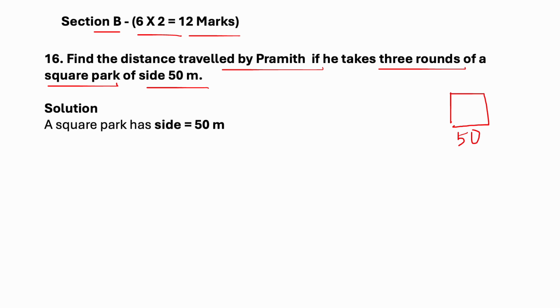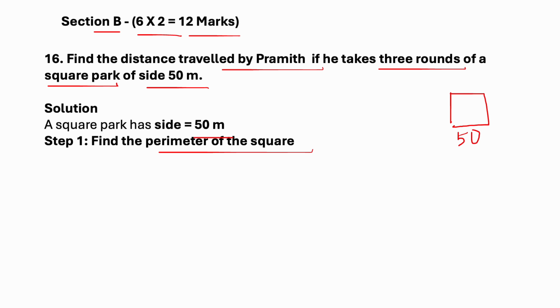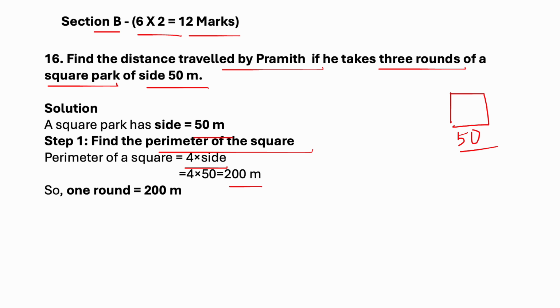We will see the solution. See, square park has side 50 meter. Then, first we have to find the perimeter of the square. How do you find the perimeter of a square? Perimeter of a square is equal to 4 into side. Here side is given as 50. So 4 into 50, that is 200 meter. So perimeter of the square is 200 meter. So one round is equal to 200 meter.